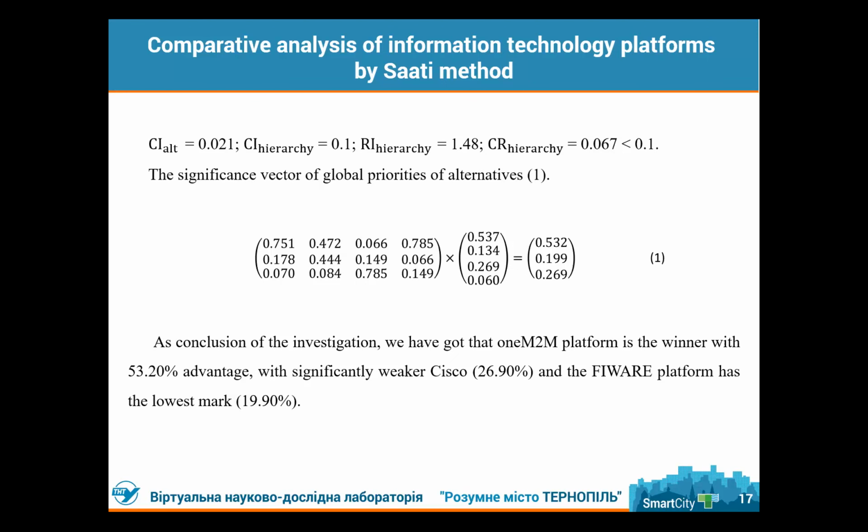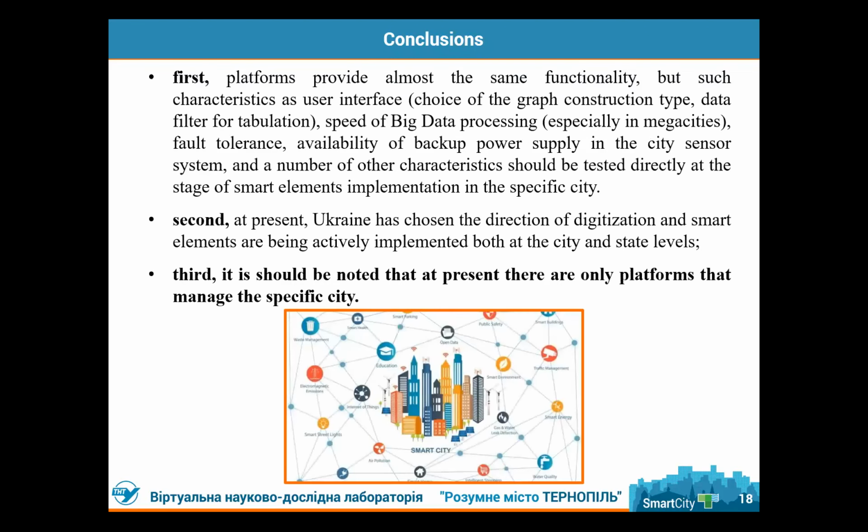According to the results of the investigation, we can confirm that, first, the platforms provide almost the same functionality, but such characteristics as the user interface, choice of the graph construction type, data filter for tabulation, speed of big data processing, especially in megacities, fault tolerance, availability of backup power supply in the city sensor system, and a number of other characteristics should be tested directly at the stage of smart elements implementation in the specific city.